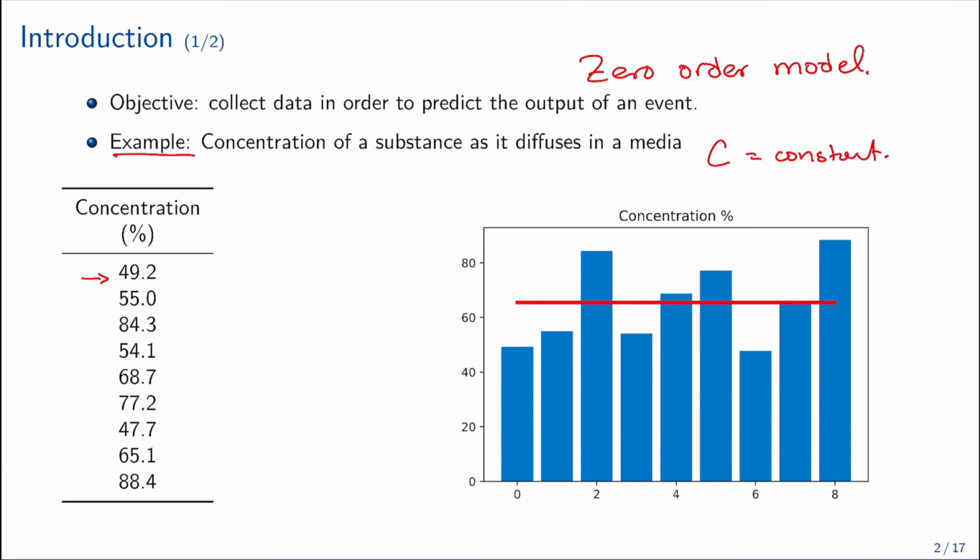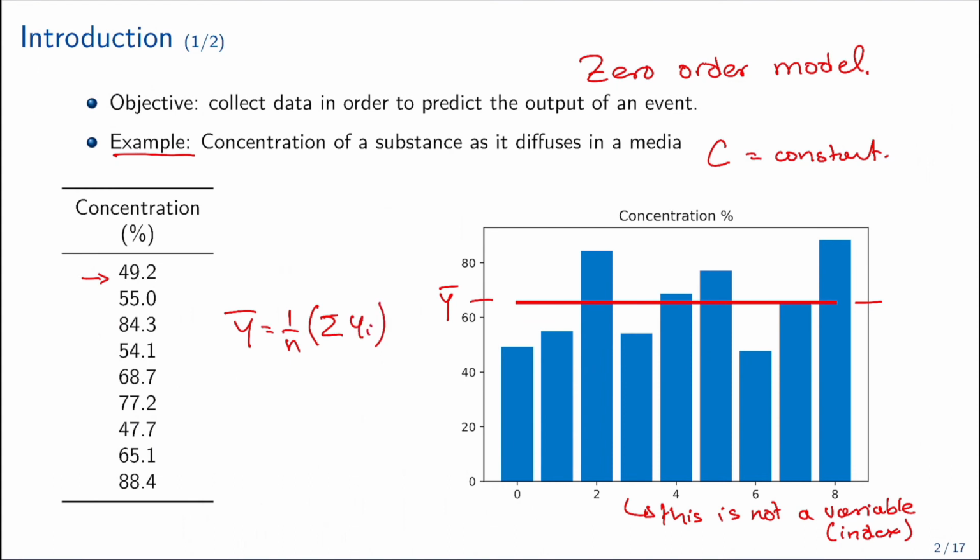In this case, this is not a variable, but just an instance, an index. And the way to predict the value will be just the mean. So that will be the mean of the concentration. Let's say y mean, y in this case meaning concentration, will be equal to 1 over n multiplied by the sum of all the measurements that we have.